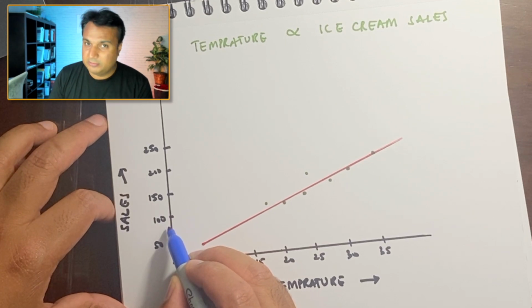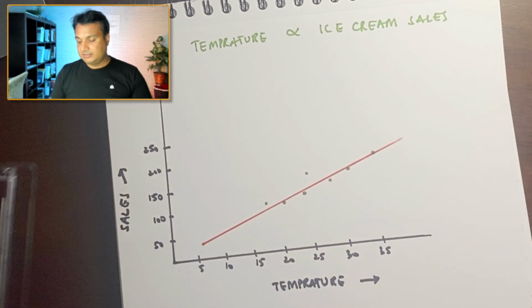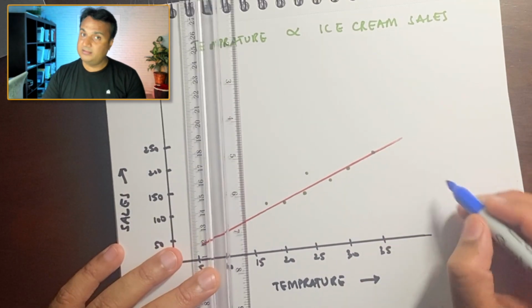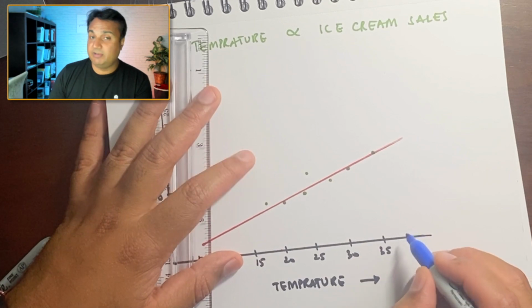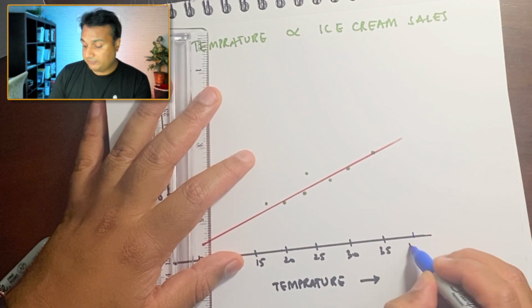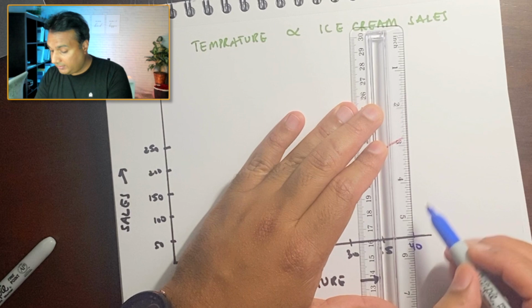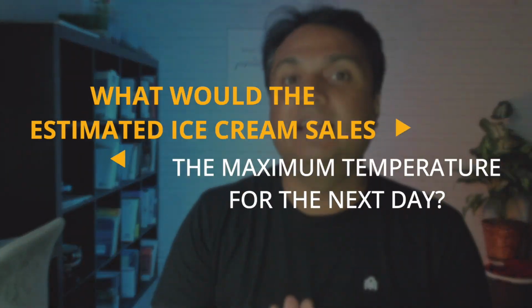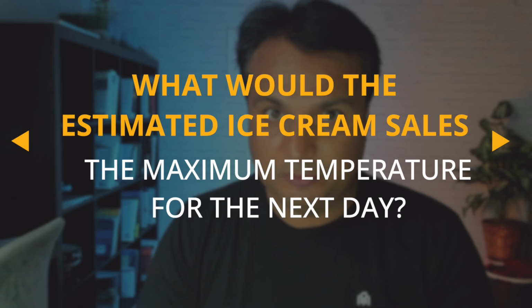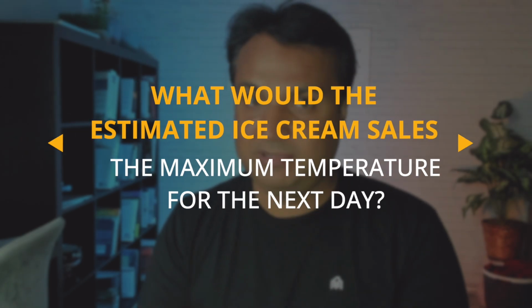So it will be somewhere around 90 ice cream sales. And similarly, on higher temperature days, let's say he wants to know the estimated ice cream sales when the temperature goes to, let's say, 40. He can just follow this trend line, go up here, and see that it will be somewhere around 270. This solves Jeff's problem. Now he has a very concrete way of finding what the estimated ice cream sales would be if he knows the maximum temperature for the next day.